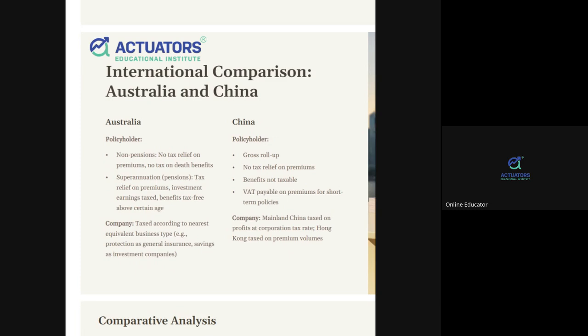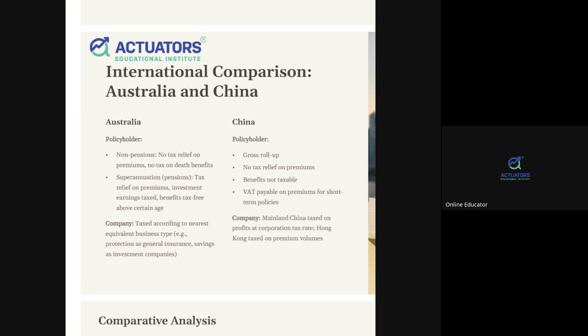When it comes to China, you have a gross roll-up of benefits. You do not have any tax relief on premiums, and your benefits are not taxable as well. However, there's something called VAT, a value-added tax, which is payable on premiums for short-term policies, which is I think 6% of some amount. And there's also a premium tax rate, which is 5% for insurance companies.